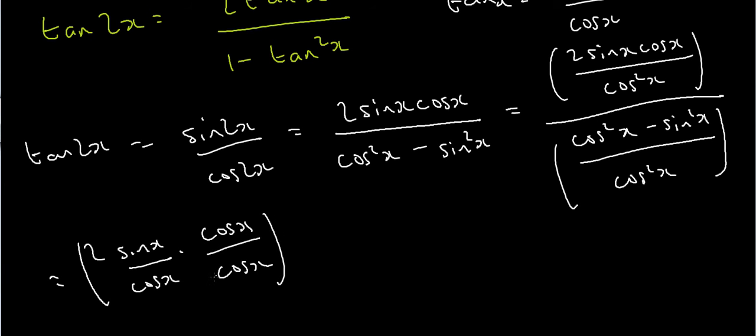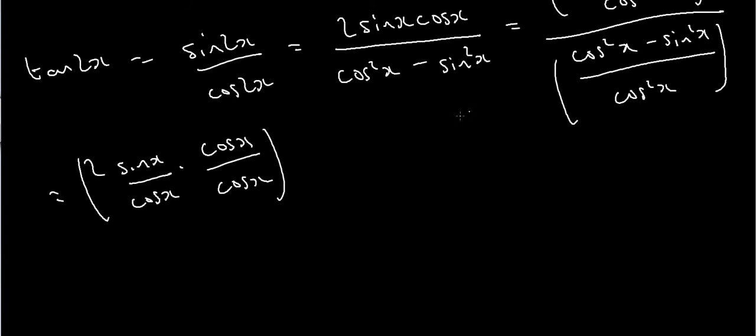So this is exactly the same thing as what I've done up here. I've just split this fraction up, because when I multiply these two things together, I get this back. So, 2 sine x cos x, all divided by cos x, which is cos squared x. So that's the numerator, and now I've got to divide by this thing on the bottom.